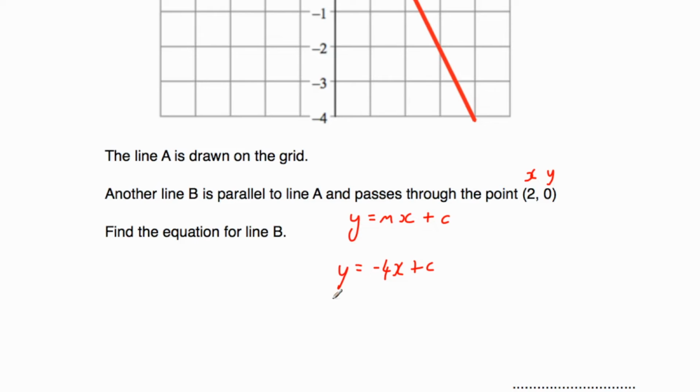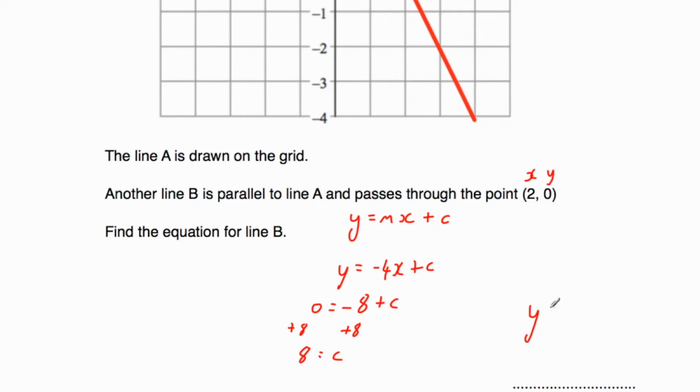So y is 0, so we're going to have 0 equals, then we've got minus 4 times x, well, x is 2, and minus 4 times 2 is minus 8, so that'll be minus 8, and then we've got our plus c. So we want c on its own, so let's get rid of the minus 8 on the right hand side, so let's add 8 to both sides, so that'll give us 8 on the left hand side, and on the right hand side we would just be left with c. So c equals 8, like I said.